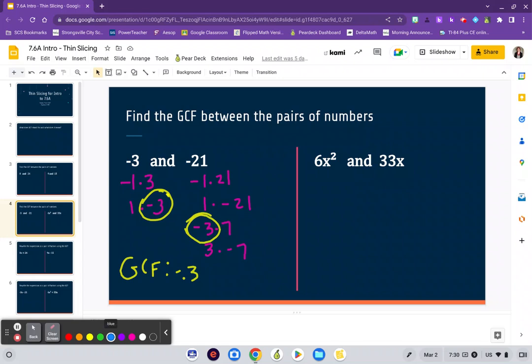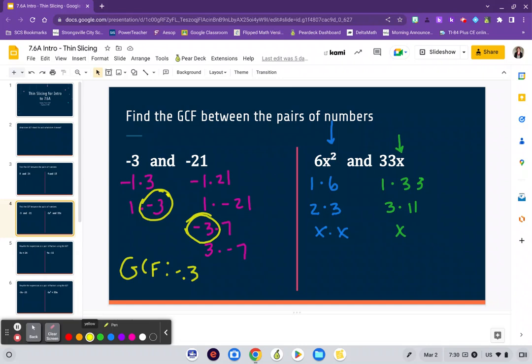All right, let's take a look at what's happening over here. I have some variables in play, so let's just worry about the number to start. For 6, I've got 1 times 6 and 2 times 3. But the x squared means that there are 2 x's that are also being multiplied together, so I'm going to write x times x. And for 33, I've got 1 times 33 and 3 times 11. But I have only one x, so there's one x there.